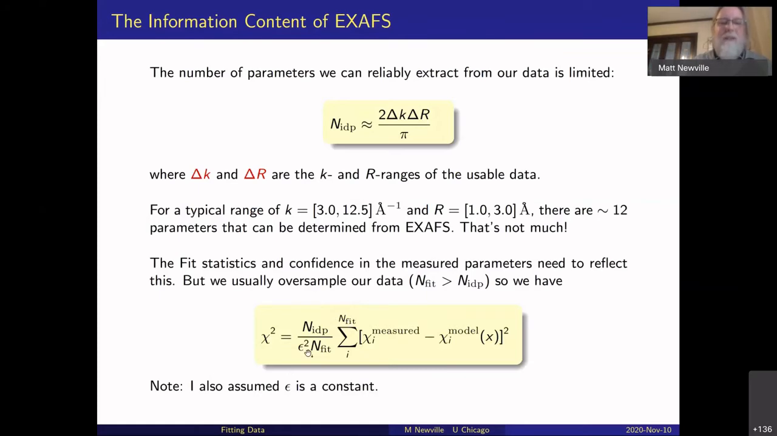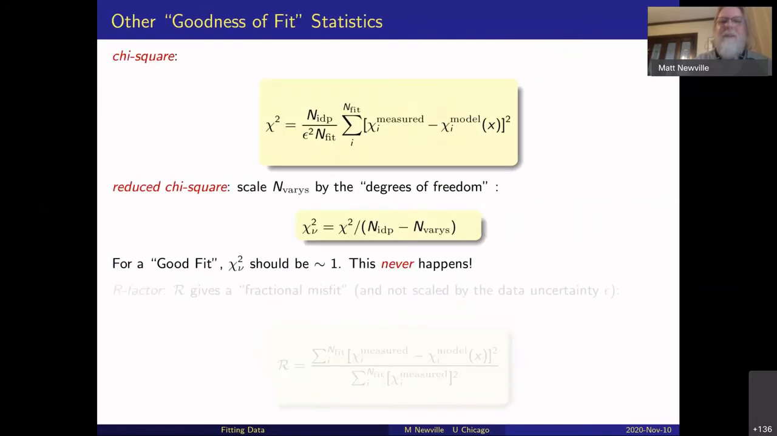I'm also assuming that epsilon here is constant. I've pulled that out, and I'll get to that. Maybe I'll get to that. Maybe I'll skip that. We also have, so now with chi-square, we also have a fair number of different statistics that we can report. Reduced chi-square is a common one to use.